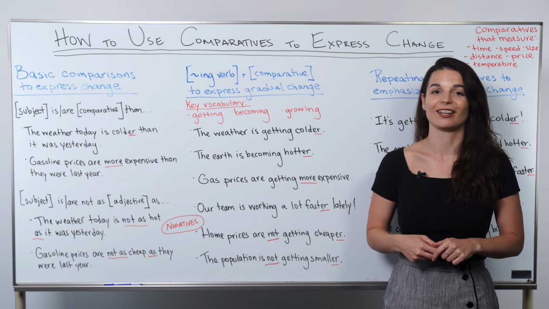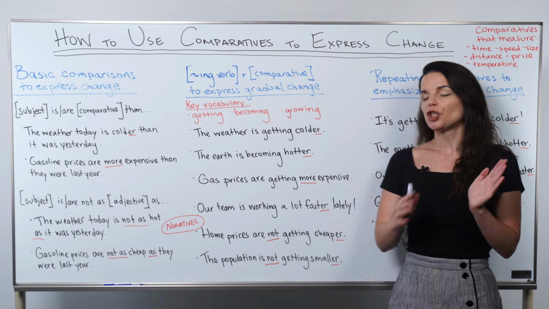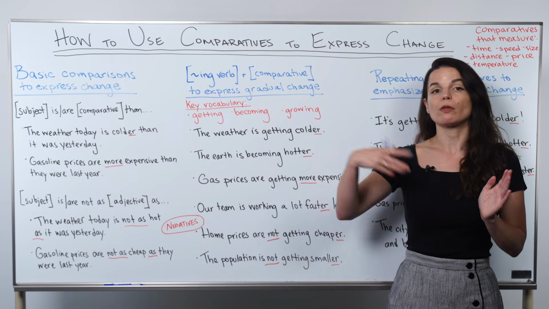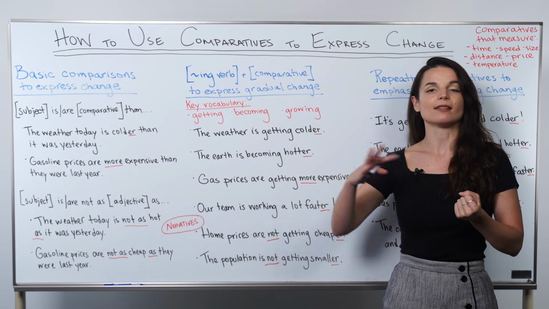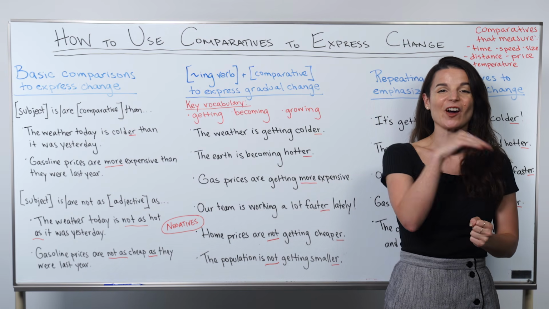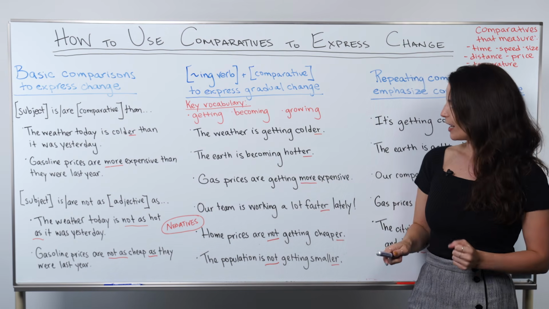Home prices are not getting cheaper. So again, cheaper refers to that past point. So the price now and the price in the past, it's not getting any cheaper. It's not going down.